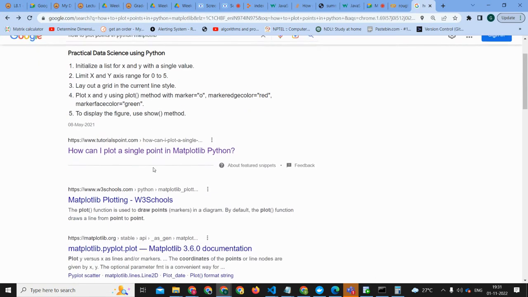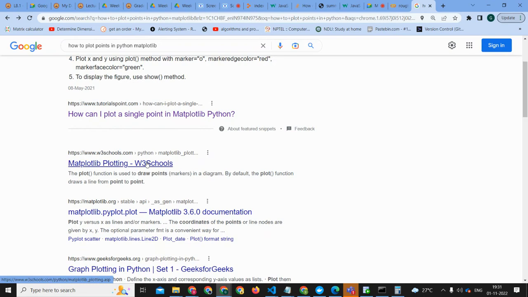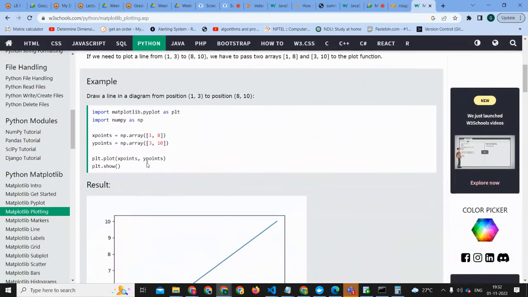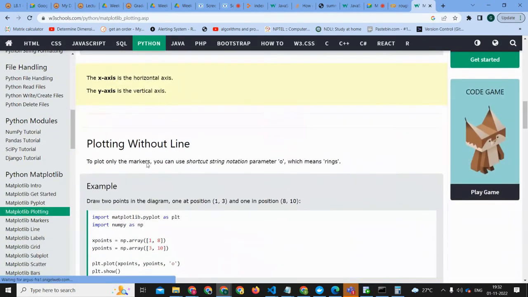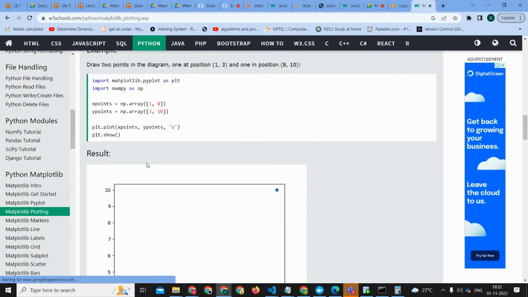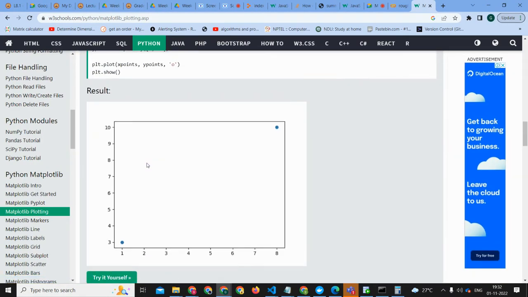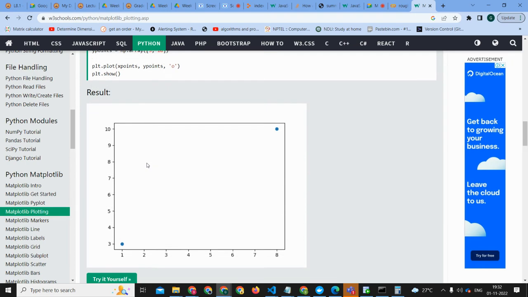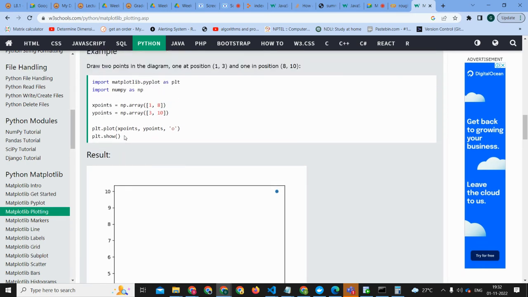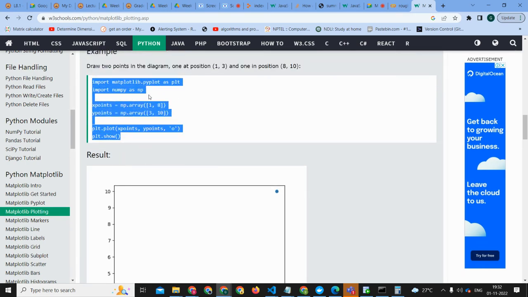This is one point. Okay, I think this is plotting it, right? See, they are taking the points and plotting it. So I'll just copy this. We just need to pass it like this.